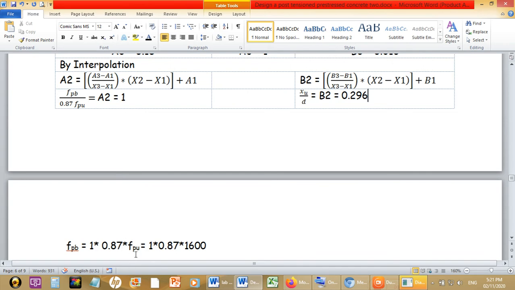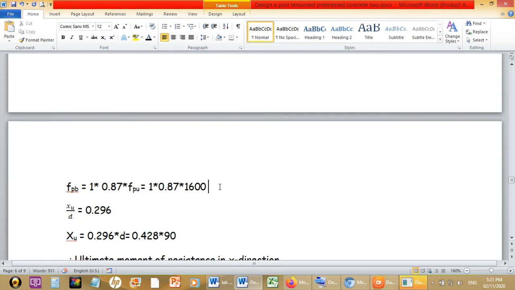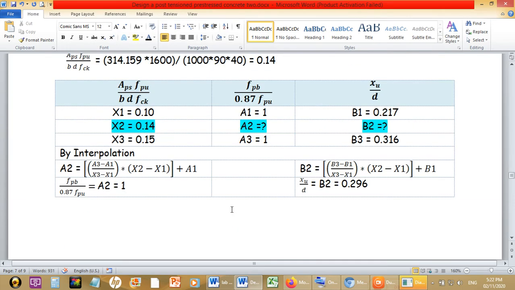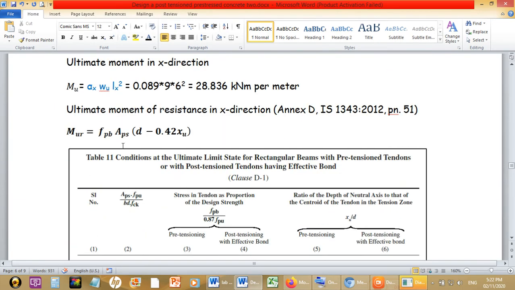FPU is the ultimate load in the prestressing steel, which is given as 1600. And the answer, if we do the calculation, is 1392 Newton per mm square. So this is the FPB value, and by using the expression XU by D equal to 0.296, we can get the value of XU. XU is 38.52 mm.